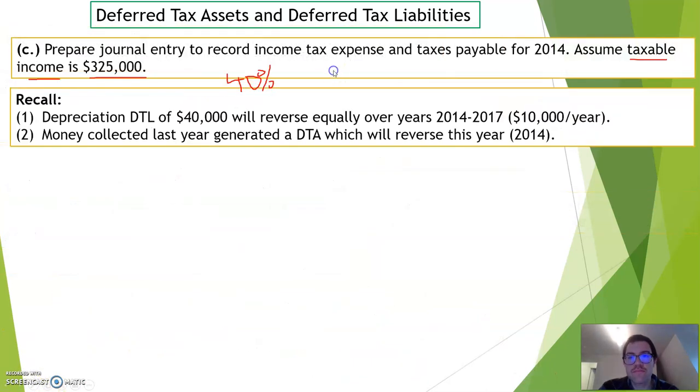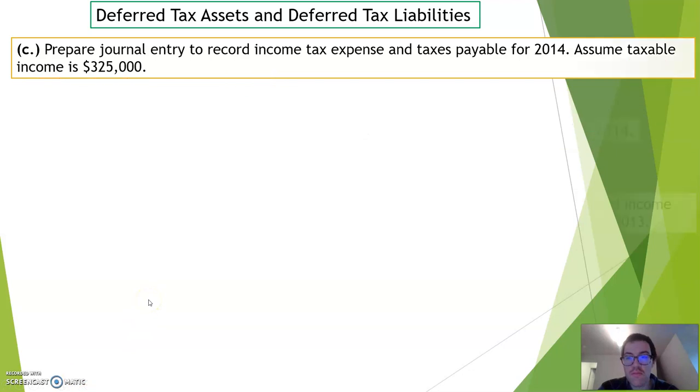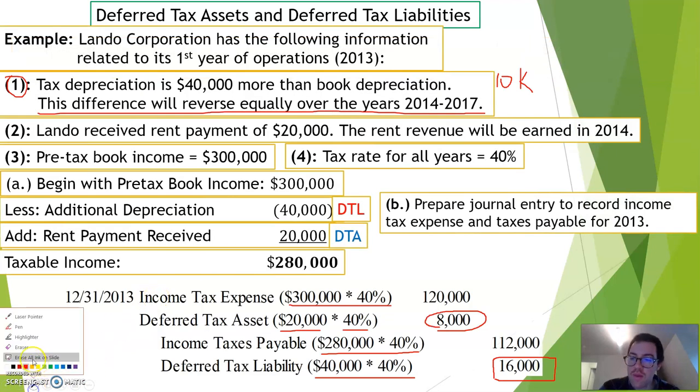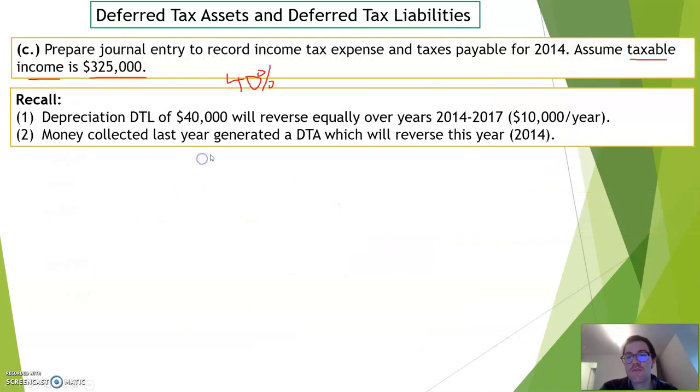So the money collected last year generated that deferred tax. Oh, that's the other thing we know. I almost forgot the other detail: that rent payment. We received a rent payment of $20,000. The rent revenue will actually be earned in 2014. So you get two things reversing, right? Whatever you did previously, you have to kind of undo it.